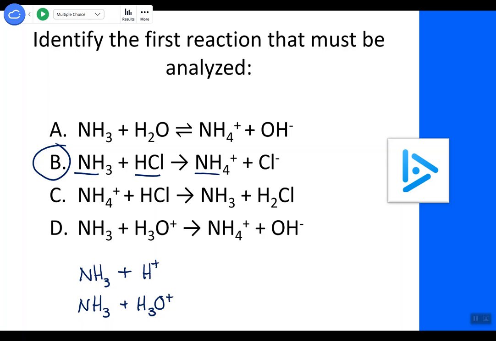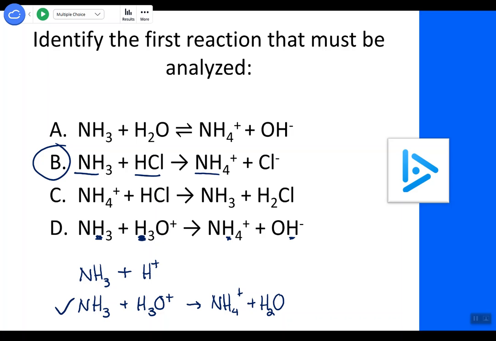D is incorrect because it's not balanced. Here we can see we have a total of 6 hydrogens on the left and only 5 hydrogens on the right. So NH3 reacting with H3O plus will make NH4 plus and H2O. That would be a legitimate option as well.